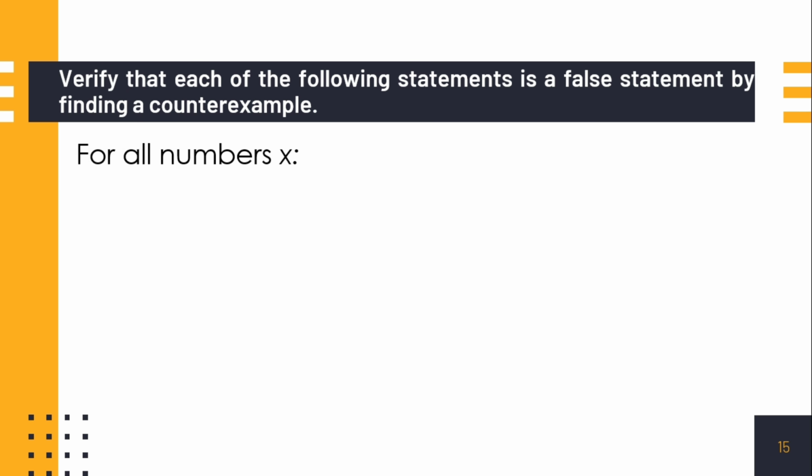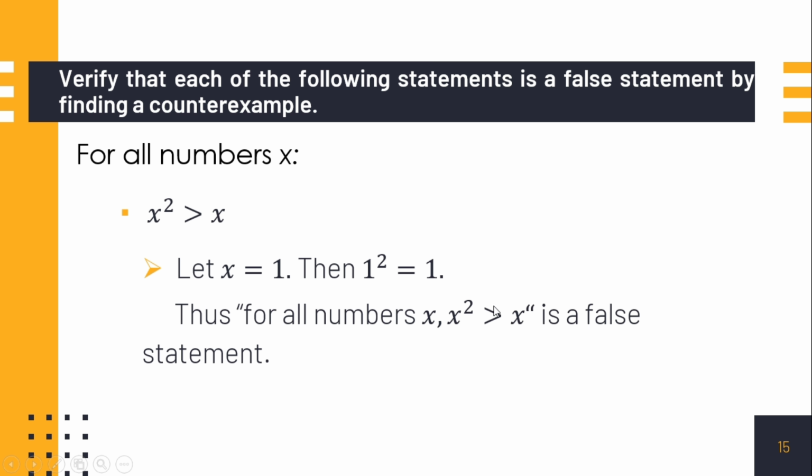Another: x squared is greater than x. Let's find a counterexample for this statement. Let x be equal to 1. Let's substitute 1 into the given statement. 1 squared is greater than 1? 1 squared is equal to 1, not greater than. Therefore, the statement that for all numbers x, x squared is greater than x is a false statement because 1 is our counterexample.